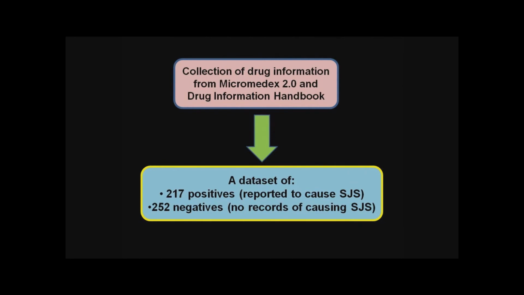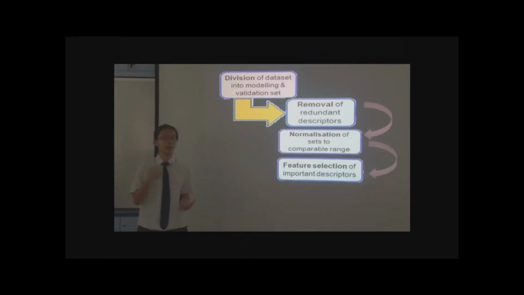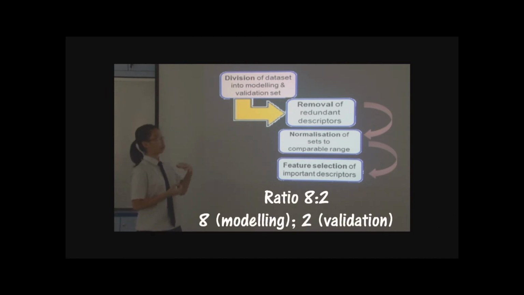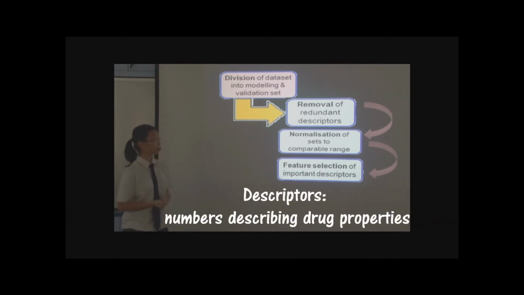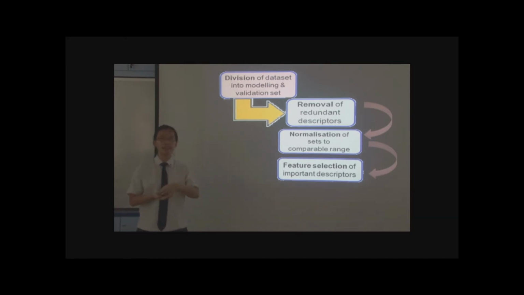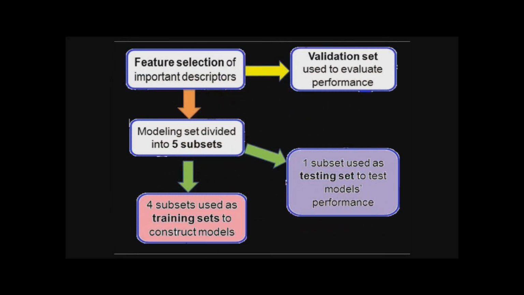First, we will collect chemical information of the drugs which we are investigating through Chemical Database MicroMedex 2.0 and the Drug Information Handbook. After identifying 200 SJS positive and negative drugs each, we further divide these two sets of drugs randomly in the ratio 8:2 into modeling and validation set. Following that is a series of normalization processes which helps us scale down the descriptors of these drugs, which are essentially numbers describing their chemical properties, into a comparable range for model construction.